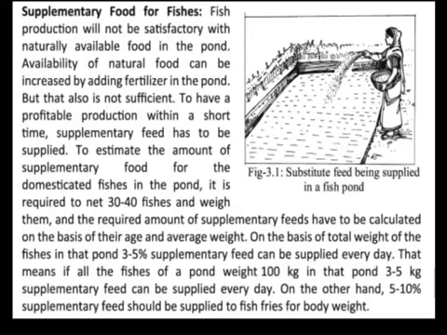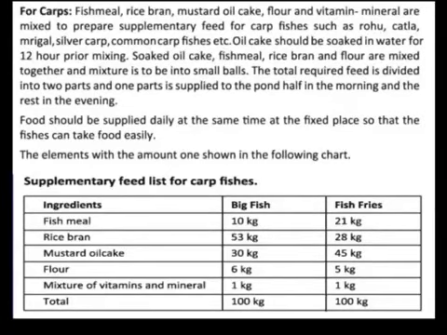For carps: fish meal, rice bran, mustard oil cake, flour and vitamin. Rice bran means the broken coat of seed, and it is mixed to prepare the supplementary feed for carp fishes such as rui, katla, mrigal, silver carp, common carp and so on. If we want to apply supplementary feed for the carp fishes, we'll have to mix fish meal, rice bran, mustard oil cake, flour and vitamin and mineral etc.